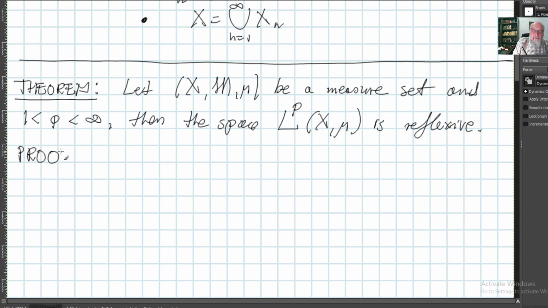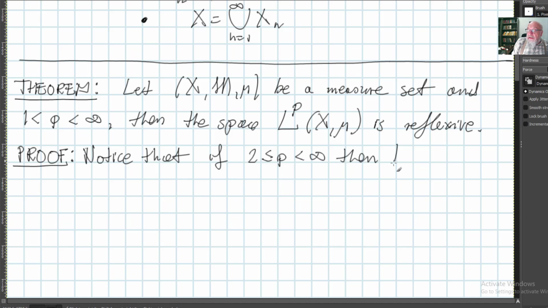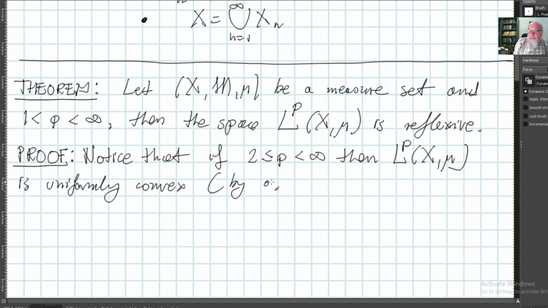The proof will not cause us any problems because we are almost done, thanks to the previous theorem that we proved in the previous lectures. Namely, we showed that L^p, not for all p's, but only for p larger or equal than 2, is uniformly convex. So let's do it as follows. First of all, notice that if 2 is smaller or equal than p smaller than infinity, then L^p(X, mu) is uniformly convex by our last lecture's result.